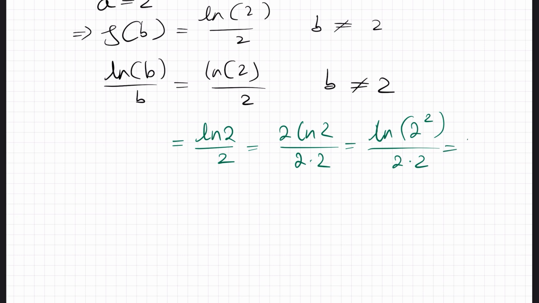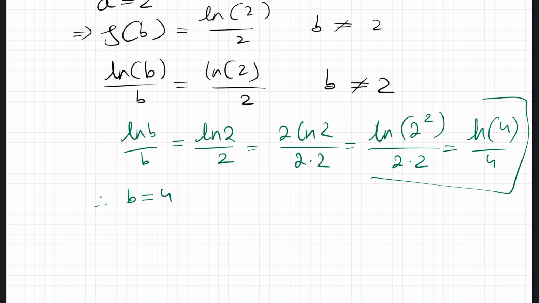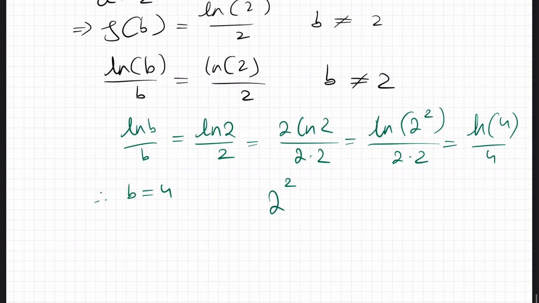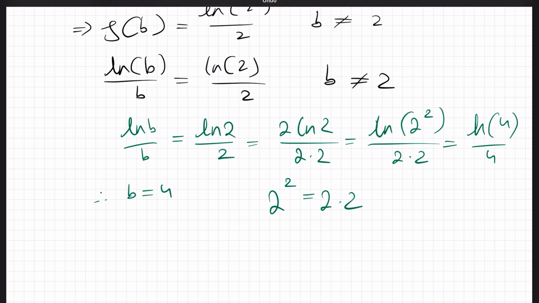And what does this leave us? We get ln 4 over 4. So here's another solution for b. b is equal to 4. Now the reason we're able to do this, and the reason why there's no other solutions, is because 2 is the only number where if you raise 2 to the 2, that's the same as multiplying by 2. There's actually no other number which does this, at least. I don't think there is.